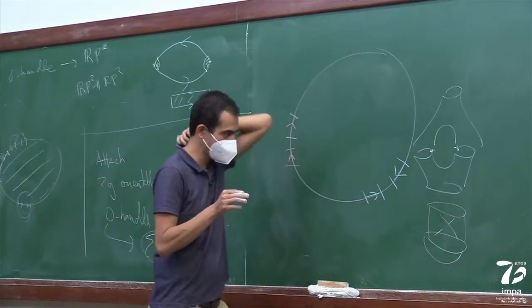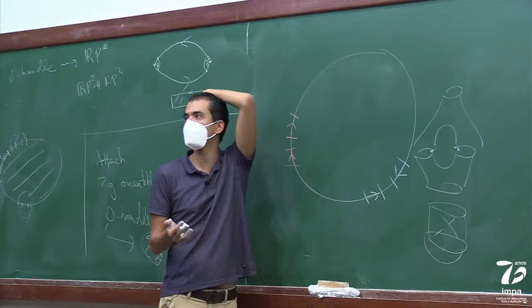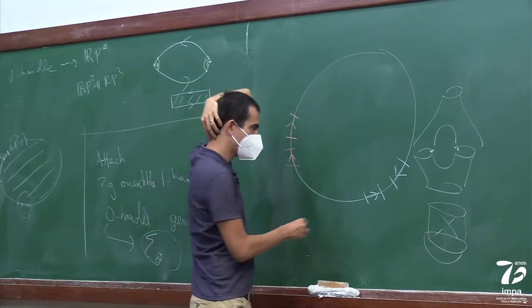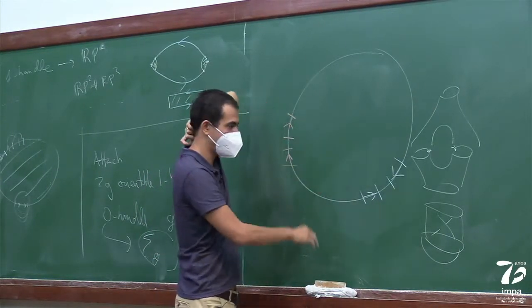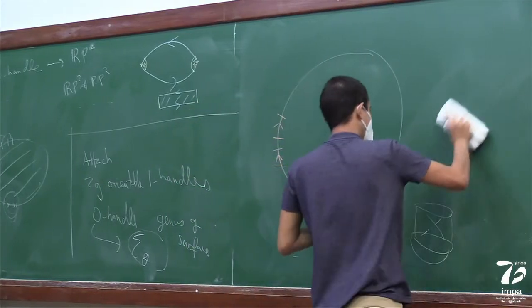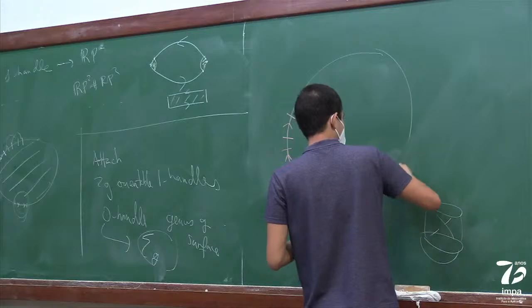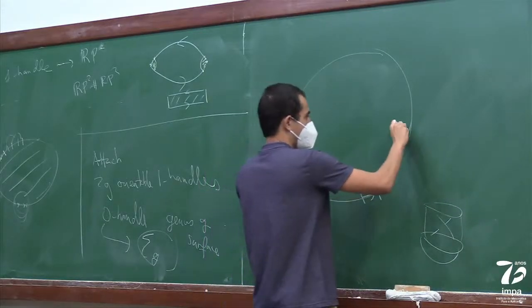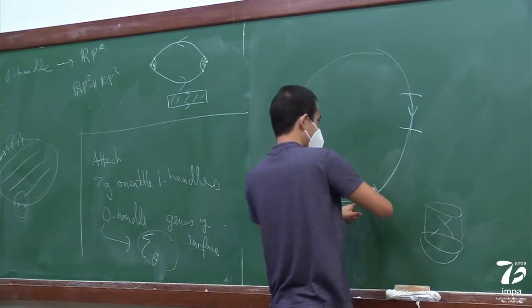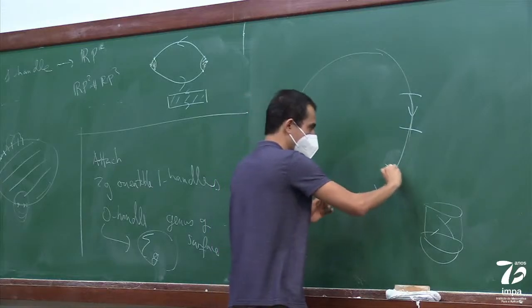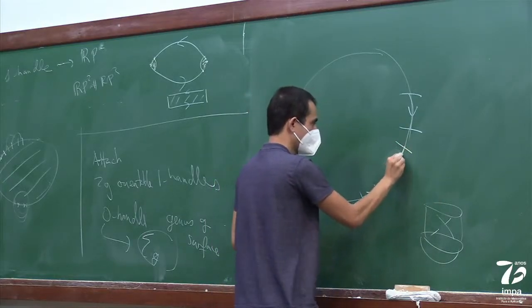So you can think that your orientable handles come in pairs. To really get something that has a circle at the end, what you need is a pair of intertwined one handles. Which means I have a one handle like this, I have another one handle like this, I have a one handle like this, and then I have another one handle like this.